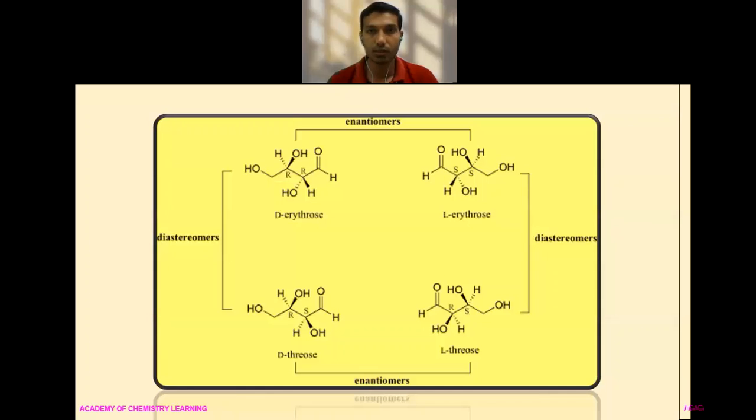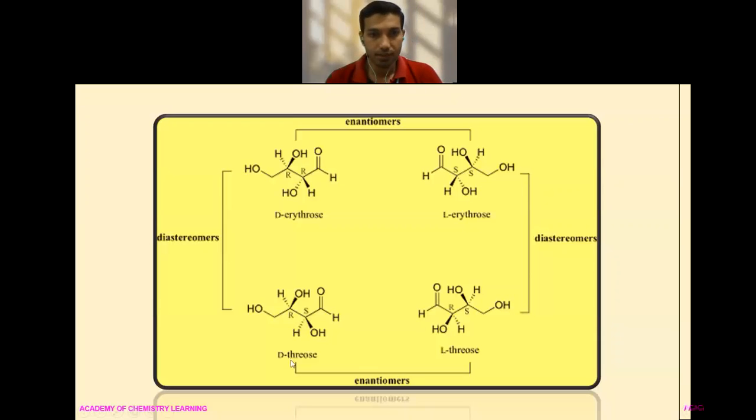Another example to understand enantiomer and diastereomer is D-erythrose. Now when you put a mirror and see the structure of D-erythrose, it should look like L-erythrose, like this. Now take the structure of D-erythrose and put it over L-erythrose. What happened? They are non-superimposable, and as they are non-superimposable and mirror images of each other, they are called enantiomers.